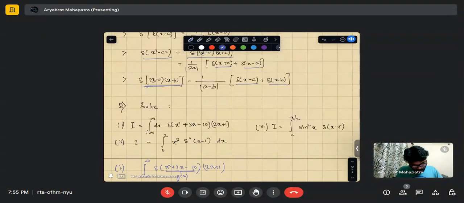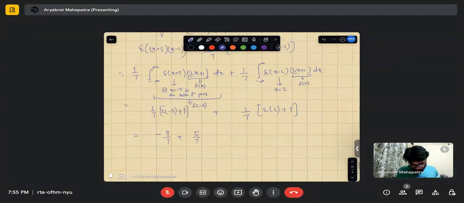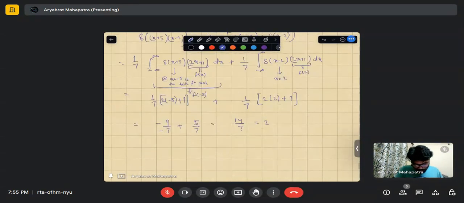So actually there will be a negative sign right here, which I will tell you how this negative sign was actually coming. So this is actually 14 by 7 equals to 2.